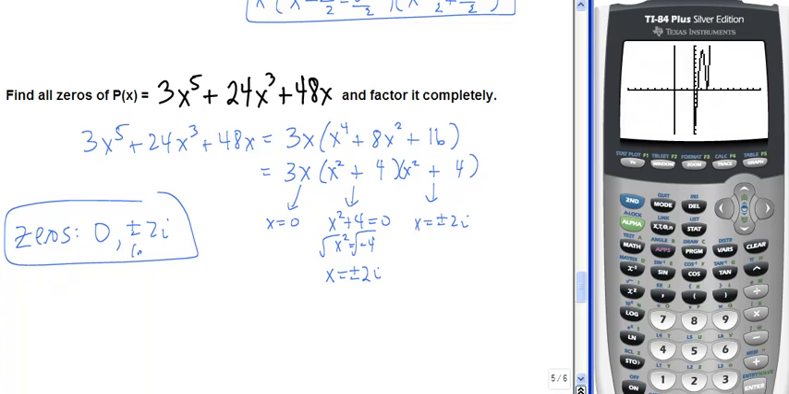And each of these has a multiplicity of 2 because I had them occurring twice. So these count twice each, so that's 4, plus the 0 makes 5. So I have my degree 5 covered. Let's factor it. To get the 0 factor, we need just an x. To get the plus 2i zero, I would need x minus 2i, and it occurs twice because of that multiplicity. And to get the minus 2i case, I would need x plus 2i, and again it had multiplicity 2, so I want to count it twice. So I've got degree 1 plus 2 more makes that degree 5.